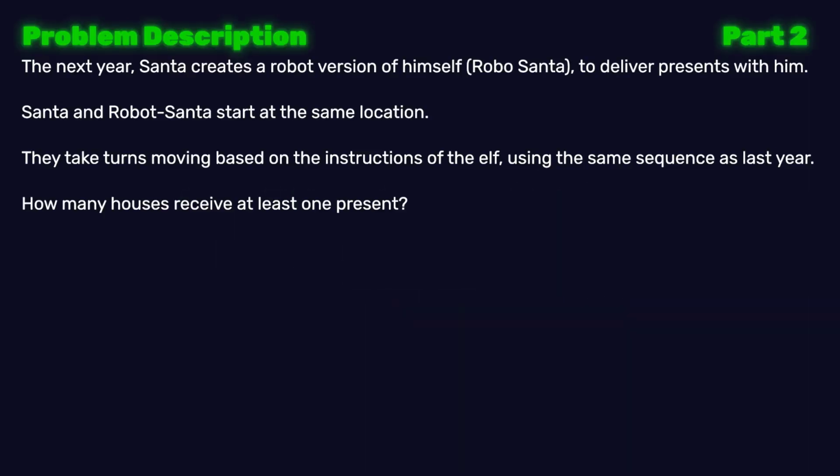The next year, Santa creates a copy of himself, a robot, to deliver presents with him. They both start on the same position on the grid, and then take turns moving based on the same instructions from last year. How many houses receive at least one present this time?